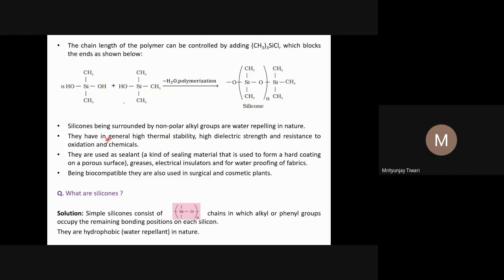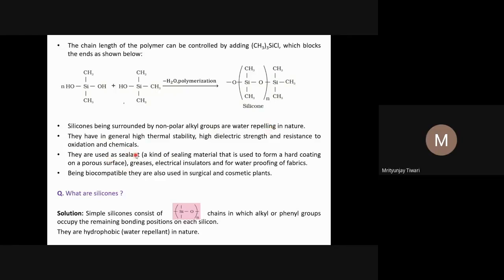The silicones are surrounded by non-polar alkyl groups. You see the silicones are surrounded by these methyl groups. The Si is also bonded to CH3, CH3, CH3, and the oxygen atoms will be buried inside, surrounded mostly by the alkyl or methyl groups. So it is water repellent, it has a hydrophobic tendency. These non-polar alkyl groups are water repelling in nature, so silicones are hydrophobic in nature.